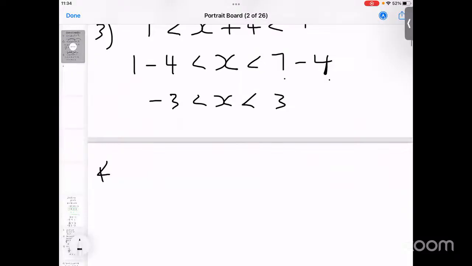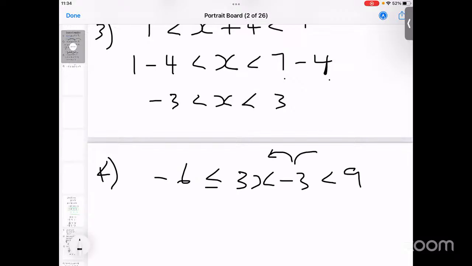Maybe example number 4, let's say you are having negative 6 less than x minus 3, and then less than 9. Yes. Again, you have your thing there.